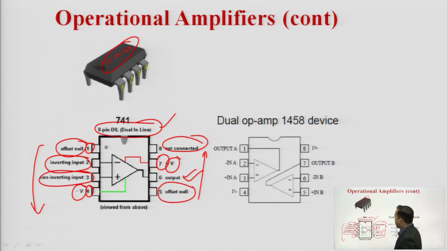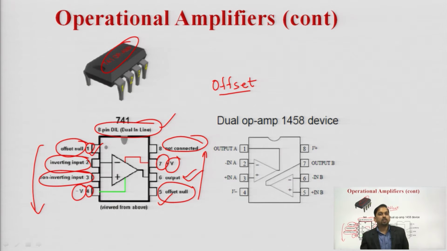Here, the first and fifth pins are offset null. What happens in the op-amp is that even if we are not applying any input, the op-amp gives some output. That output is known as offset. With the help of these two pins, the pin number 1 and pin number 5, we can make the output of the op-amp equal to 0.